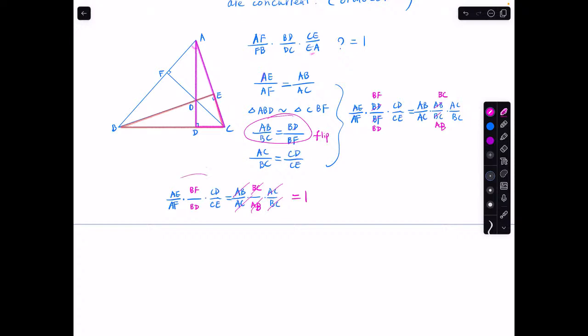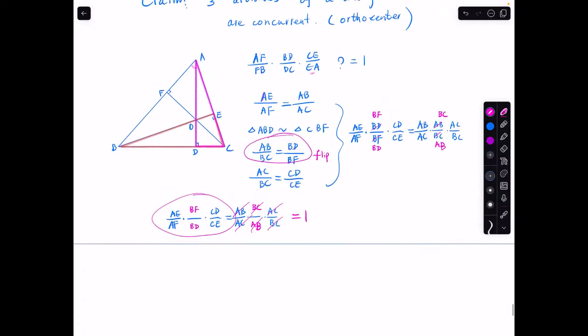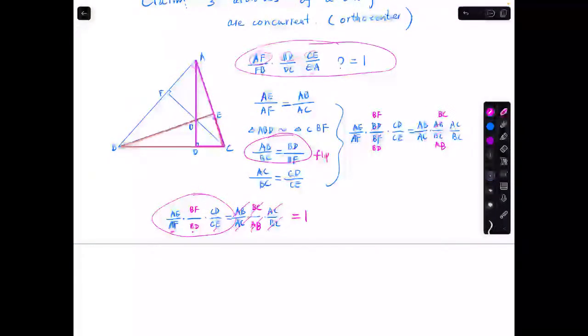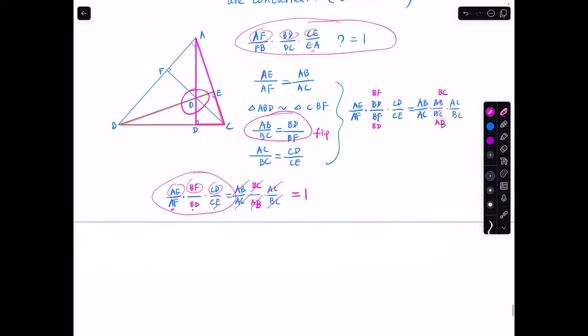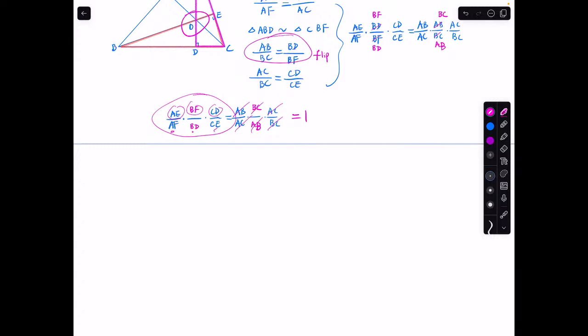And is this the quantity we try to prove? We bet it is. We try to evaluate this, right? So we have AF, BD, and CE on the top, and the other side is BF, and then DC, and then EA, equal to 1. So that's a proof. So the claim here is that the orthocenter indeed is concurrent at this point, using Ceva's theorem.